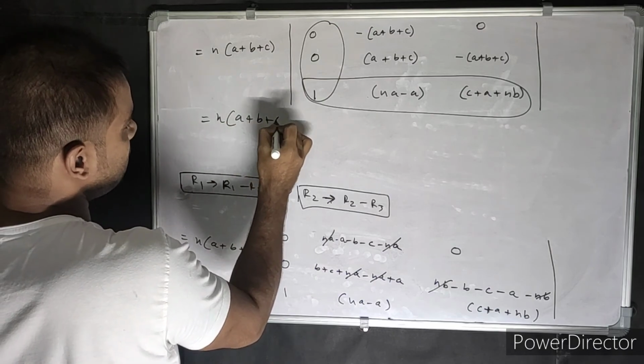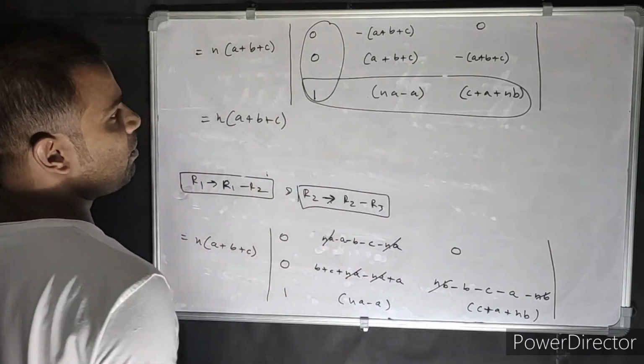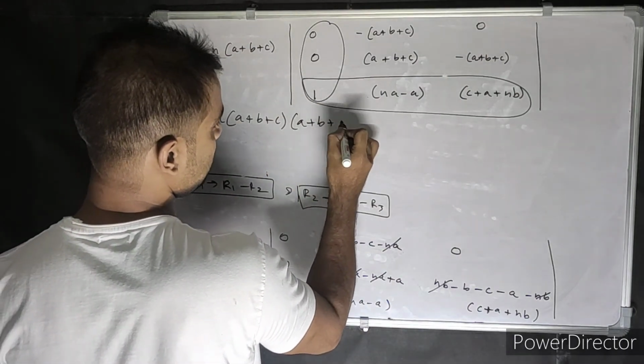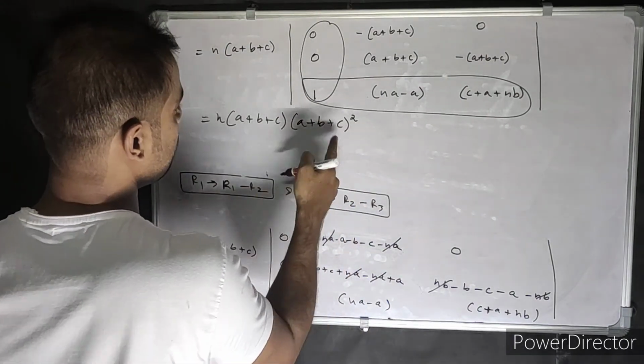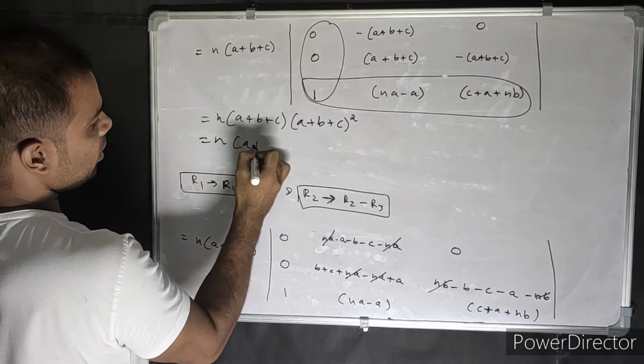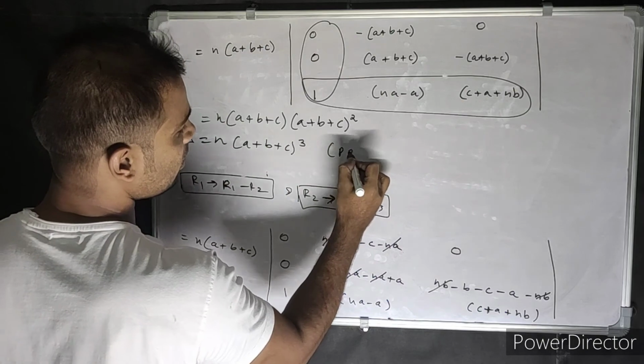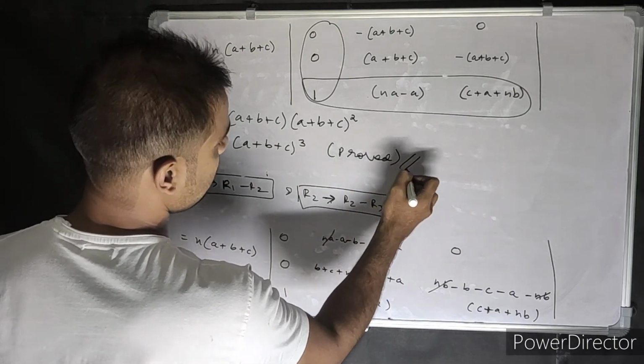That is NA plus B plus C, this into this got multiplied, minus minus became positive, and that became whole square. A plus B plus C whole square. So this into this is NA plus B plus C whole cube. So this is the value of the determinant, and you have proved it proudly.